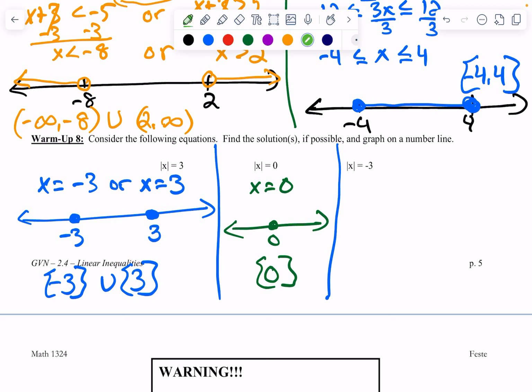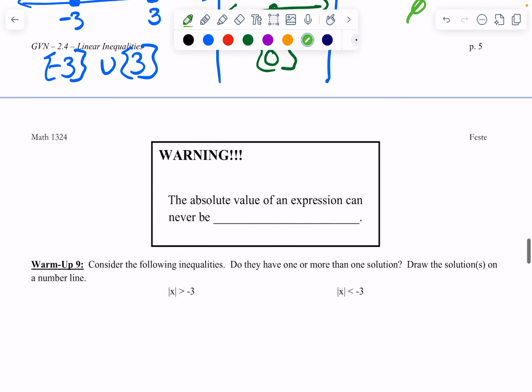Okay, let's look at absolute value of x equals -3. Well, is there an x where the absolute value is negative? No, there's not. So this is not possible. We cannot have an absolute value of a number that's negative. Remember, absolute value is a distance. We drop the signs. So it is an empty set is the answer for that one. So a warning, the absolute value of an expression can never be negative.